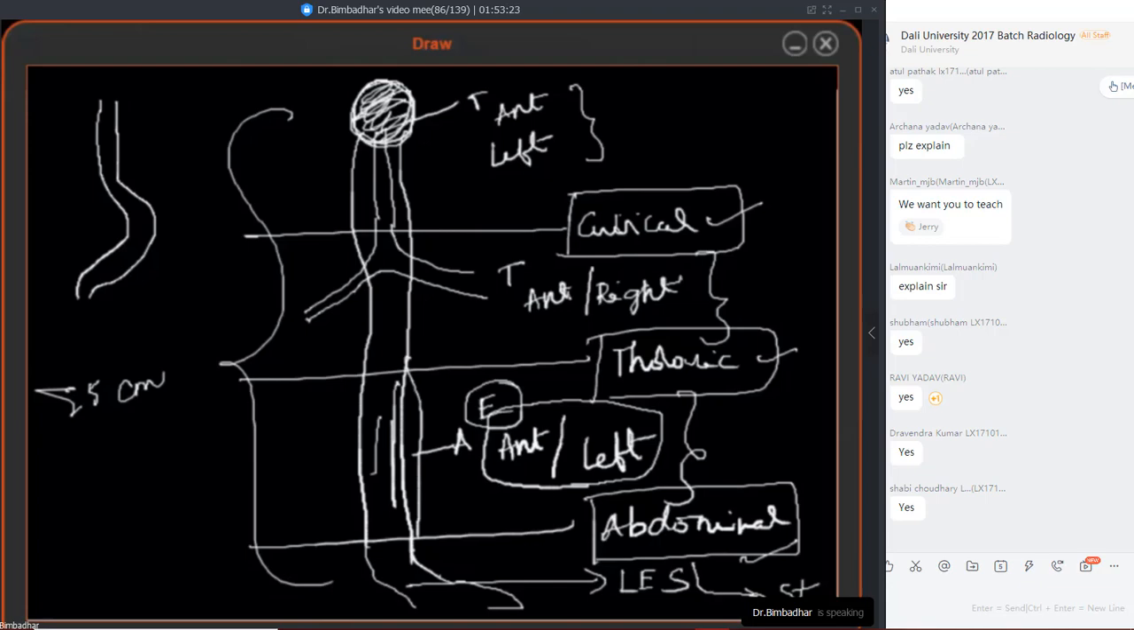But most of the time you have to understand one thing. The particles that are entering from the oropharynx into the cervical region, until that point the process is called deglutition.